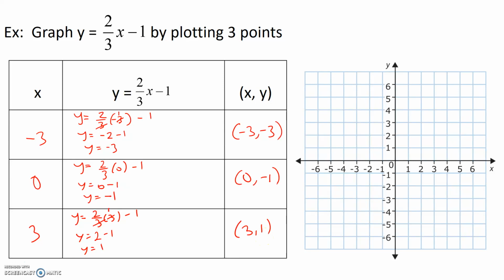Now once again, we picked negative 3, 0, and 3, so we could clear the fraction and not have a fraction in our answer. All right, so the first point is negative 3, negative 3. Our second point is 0, negative 1. And our third point is 3, 1. You know you did it correctly when these 3 points form a straight line, which they do, and we will now connect the points.